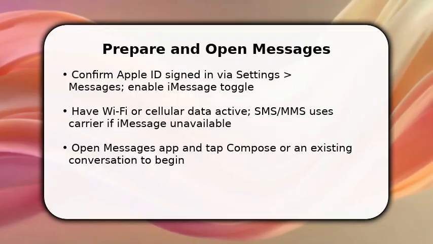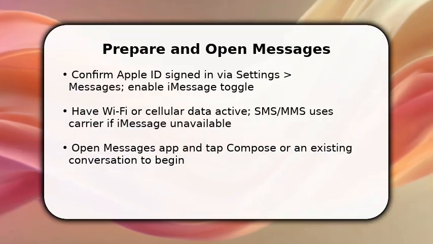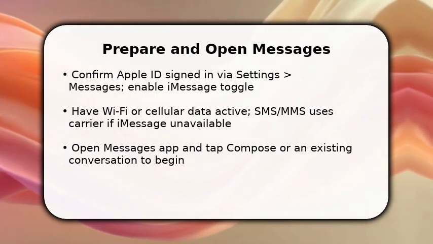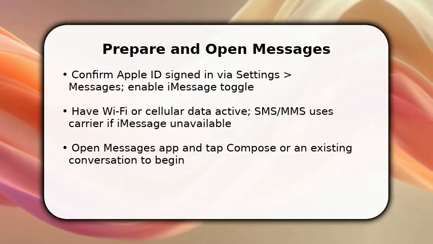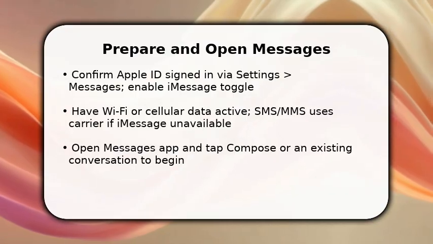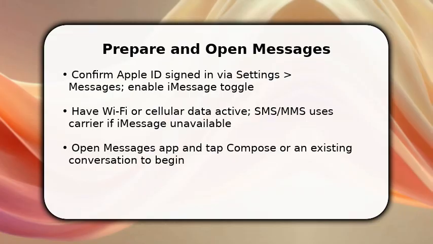You start by confirming your Apple ID is signed into Messages and that iMessage is enabled. This links your phone number and email. Once done, make sure Wi-Fi or cellular data is active because iMessage uses the internet, while SMS falls back to your carrier. Now open the Messages app and tap the Compose icon or pick an existing thread to start.